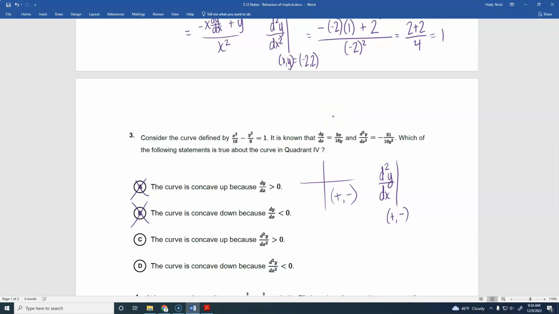I'm going to have negative 81, I'm going to put that negative up there on top, over 16 times my y coordinate is going to be negative, and I'm going to raise it to the third power. So without knowing the exact number, because all we really care about is sign, right? I'm going to get negative 81 over a negative number, and negative over negative is positive here. So second derivative is positive, curve is concave up. So C would be your answer there.